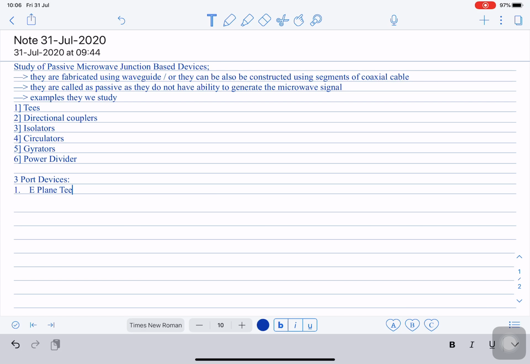The E plane T and H plane T are simple examples of 3-port passive microwave junctions. These junctions are simple in the shape of the English capital letter T, and therefore they are simply called T's. So why are they called T? Because their construction takes the shape of the English capital letter T. That's why these three port devices are very commonly known as T devices, right?